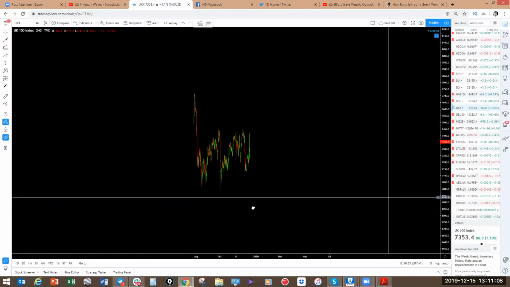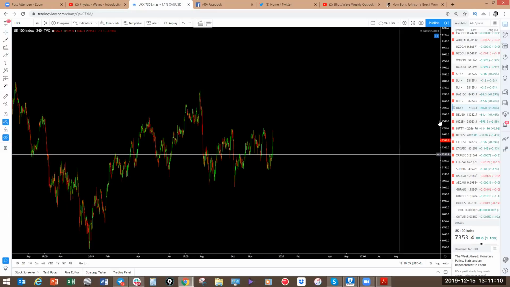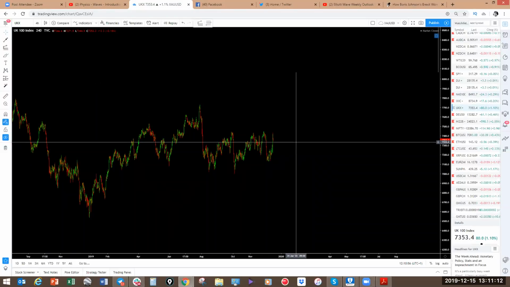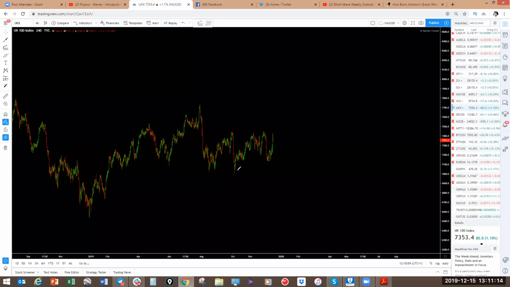Now the UK 100, we were looking at this structure here to be making a 3-way move like this. This was a couple of weeks back. We wanted it to do that. Okay, but then instead we got this corrective structure here. This is now looking like a corrective structure here. Let's have a look at this one here.